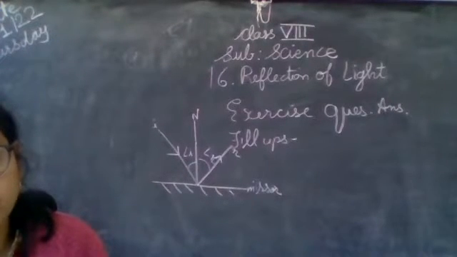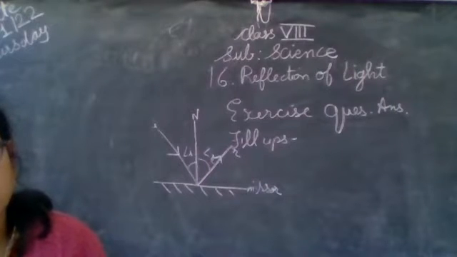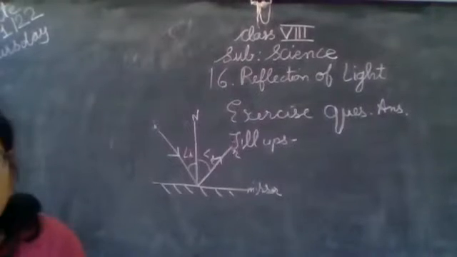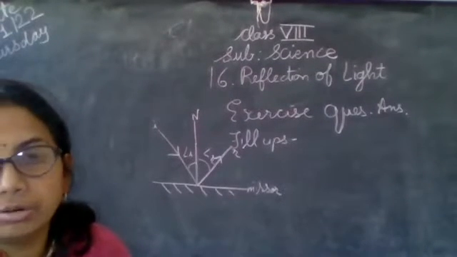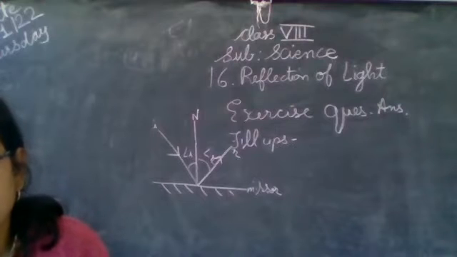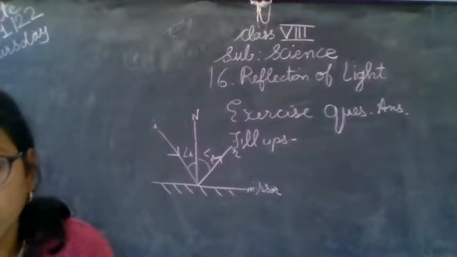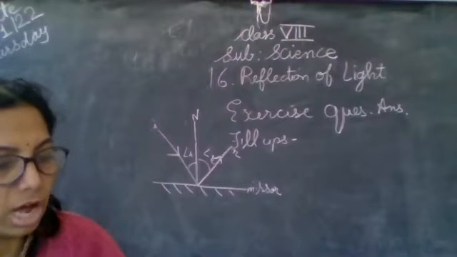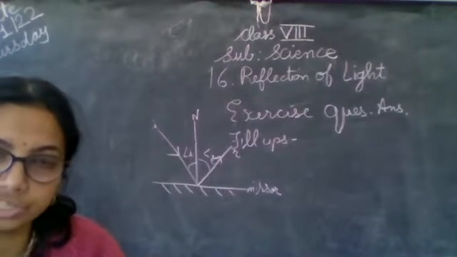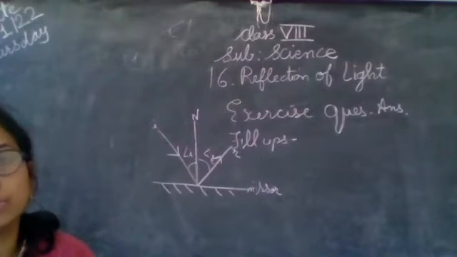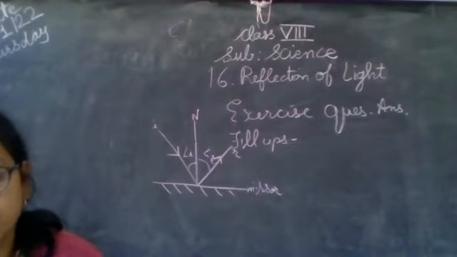Second one, the reflection of light from a wooden surface is which type of reflection? Regular or irregular? You see, wood is a little rough, not smooth like granite, isn't it? So it's an irregular type of reflection that we see from the wooden surface. There are holes and ditches in the wooden surface. Okay, it's not going to be very smooth and shining.